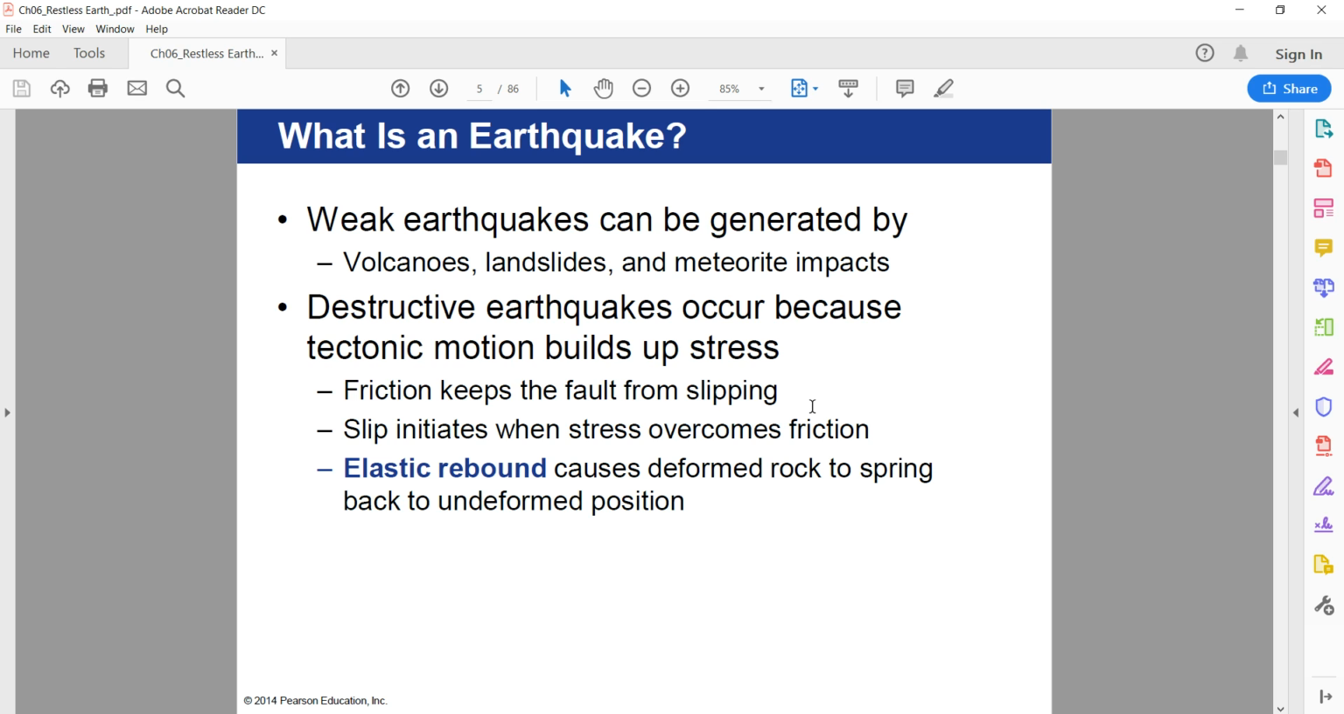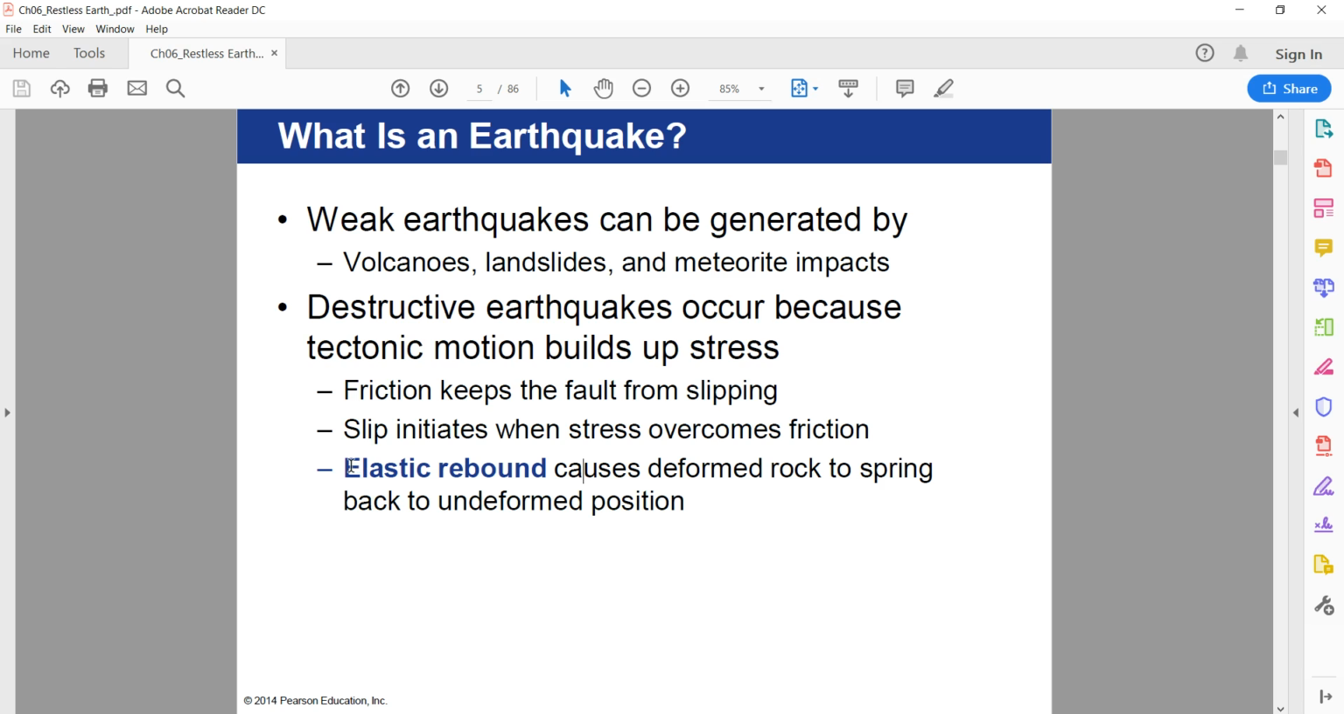Destructive earthquakes occur because tectonic motion builds up stress. So this is what I mentioned earlier, that as these plates try to slip past each other and the friction does not allow them to slide, that leads to a building up of stress. The longer it takes for the slip to occur, the more stress will be built, and the stronger the earthquake will be whenever the slip actually happens. Friction keeps the fault from slipping. So a fault is that line or interface, the transform plate boundary, where the two plates are trying to slide against each other. Slip initiates when stress overcomes friction.